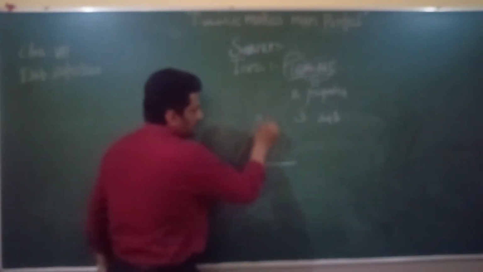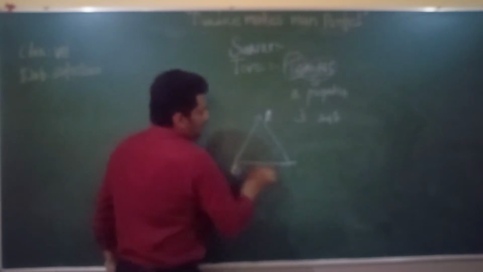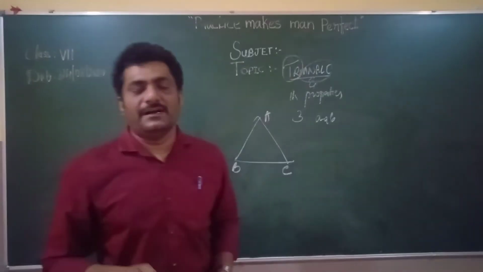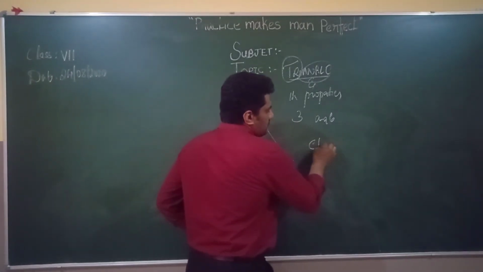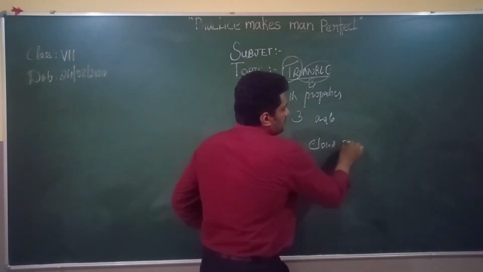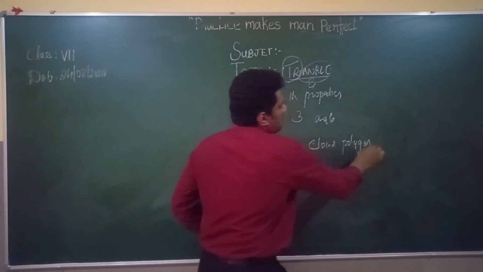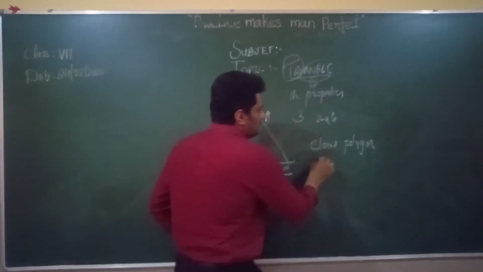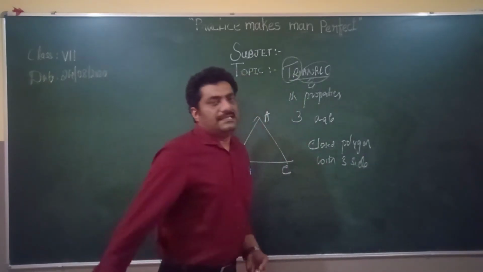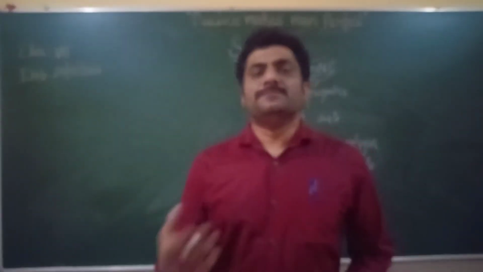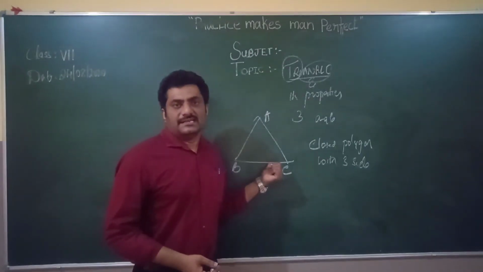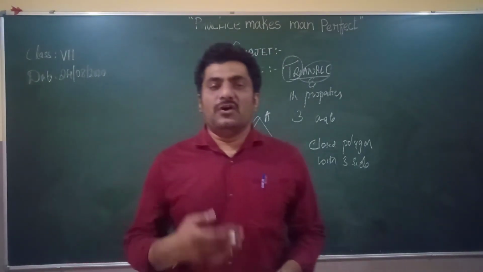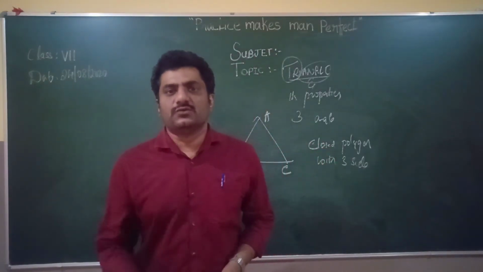Now in this, if I take A, B, C, how do we define a triangle? It is called a closed polygon with 3 sides. Now any polygon depends upon its sides. For example, if I have a polygon of 3 sides, it is called a triangle. A polygon of 4 sides is called a quadrilateral.